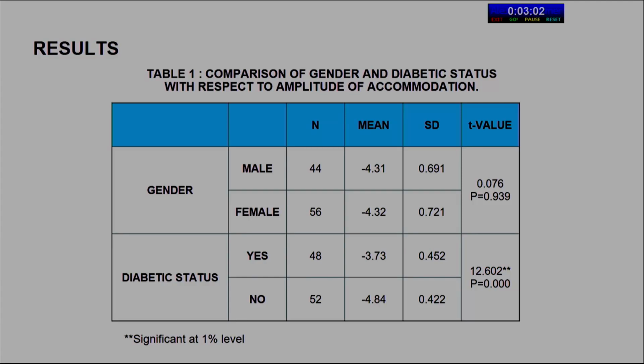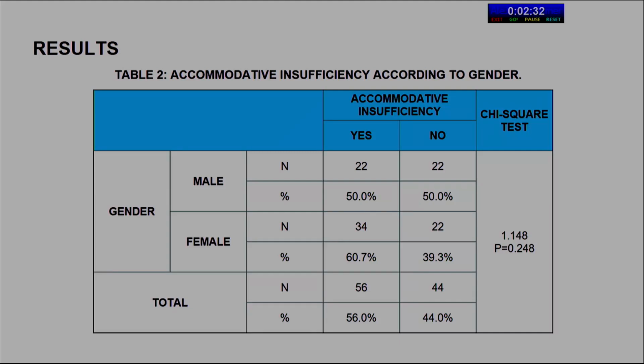And coming to the results, Table 1 represents the comparison of gender and diabetic status with respect to amplitude of accommodation. In males, the mean value was minus 4.31, and in females, the mean was minus 4.32, and the t-value showed no statistical significance. In diabetics, the mean value was minus 3.73, and in non-diabetics, it was minus 4.84, showing statistical significance.